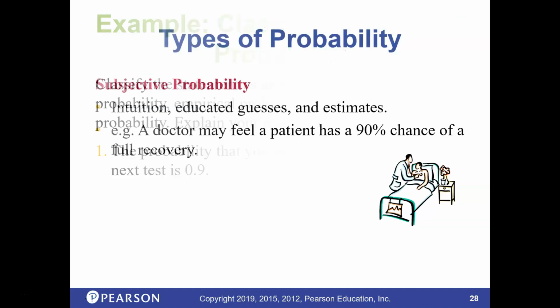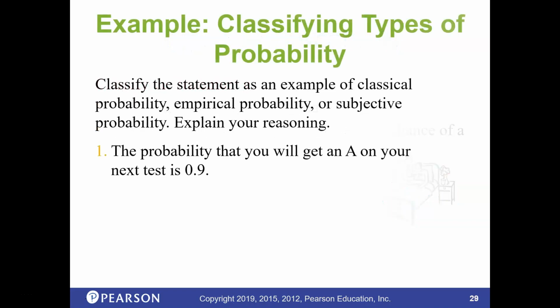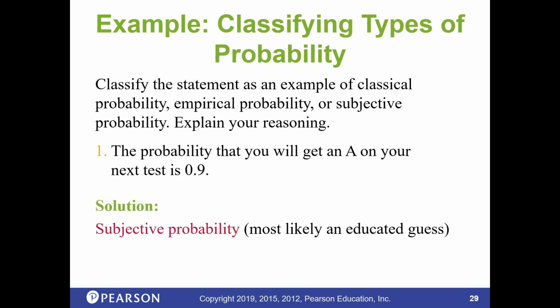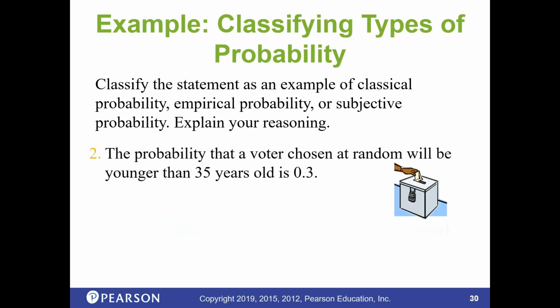Subjective probability, this is just somebody's intuition or opinion. Not super helpful or valuable to us. So the probability you'll get an A on your next test is 0.9. That's going to be subjective. I mean, you're just basing that on your feeling. I can't imagine there being any other reason to have that belief.